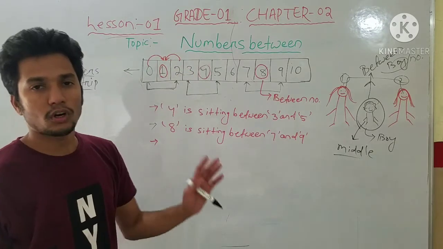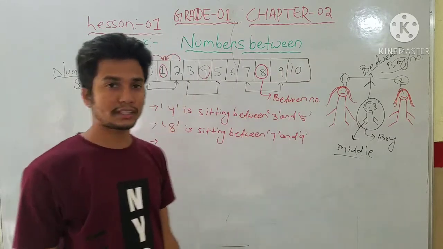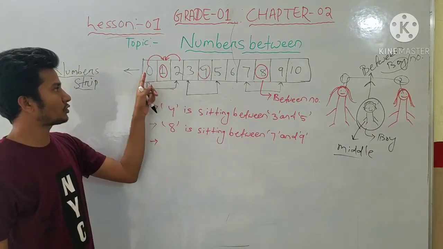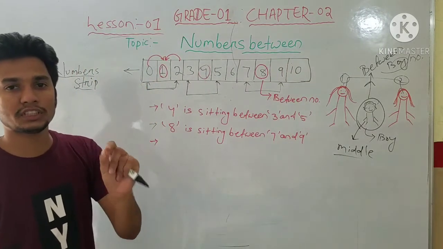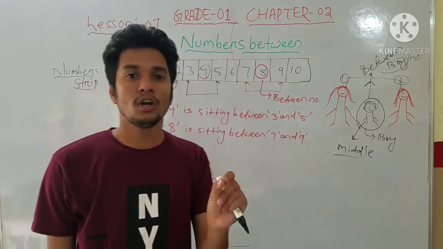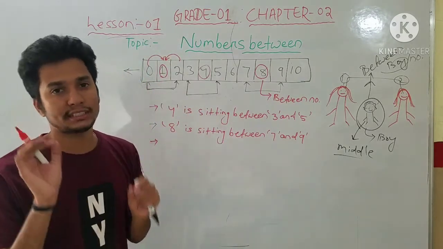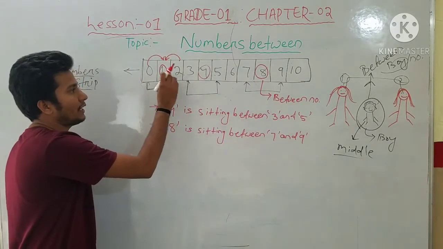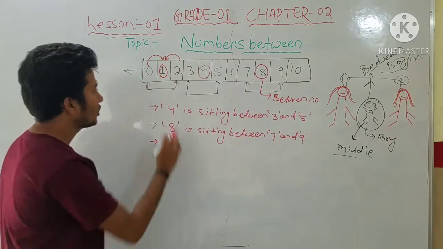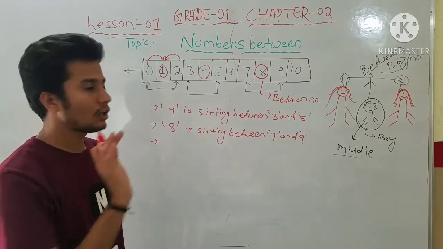Okay students? Or we can say numbers between. Understood students? So that is called between numbers. So who is sitting between 0 and 2? Once again, students, I repeat, listen very carefully. Which number is sitting between 0 and 2? 1 is sitting. Okay? 1 is sitting.